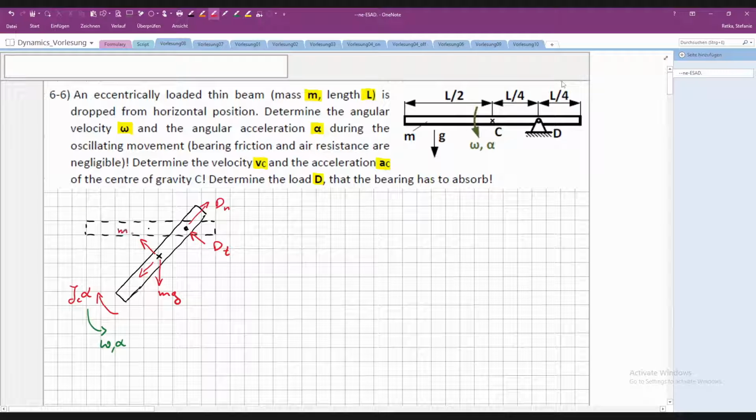So this would be m times e times alpha and m e omega square. Mass times tangential e alpha or normal e omega square acceleration. E is the distance from the center of gravity to the point of rotation as defined in the script and as we discussed in our last class. So from here to here is E, the distance E.